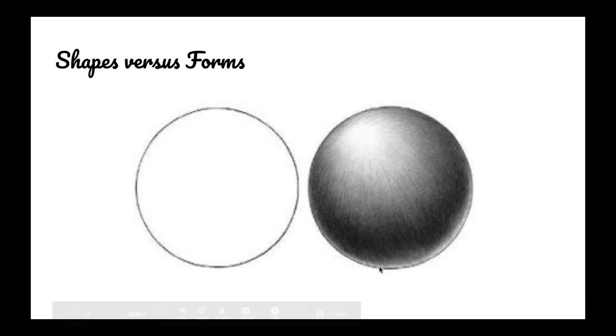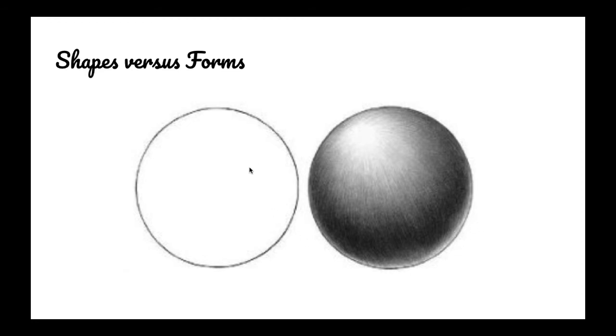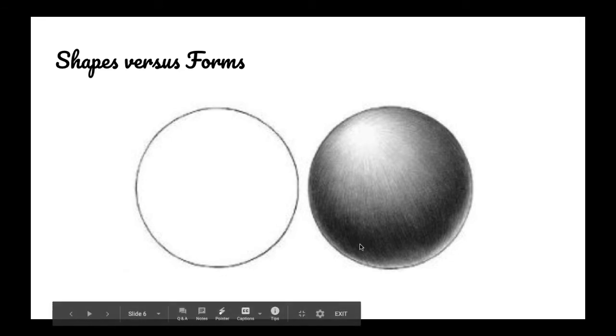Whereas forms look three-dimensional. They're not actually three-dimensional because this is a flat screen, but they look three-dimensional. So you can tell that there's light hitting it, creating a highlight, and we have shadow. So it's the highlight and shadow that allows us to perceive this as being three-dimensional, even when it's really on a flat piece of paper.